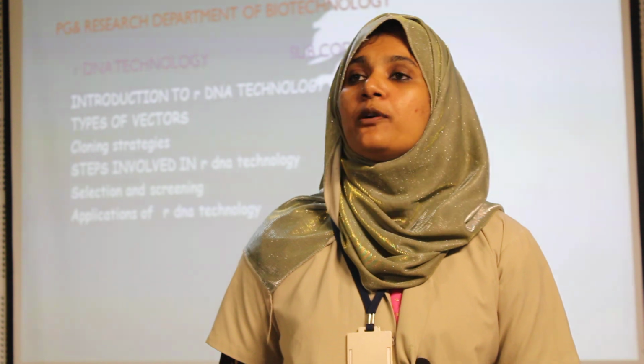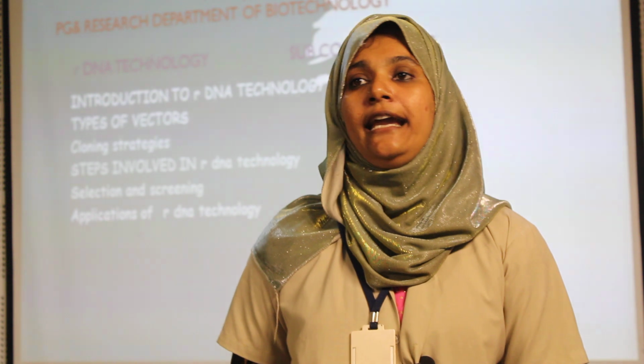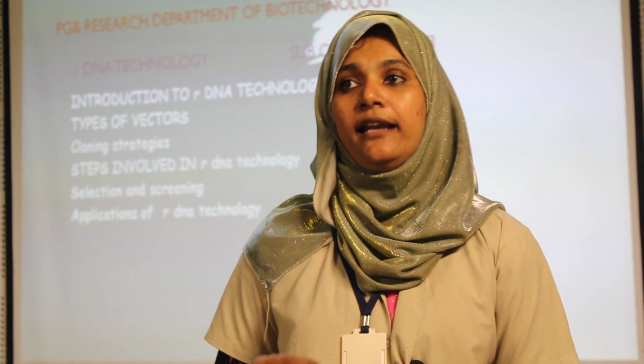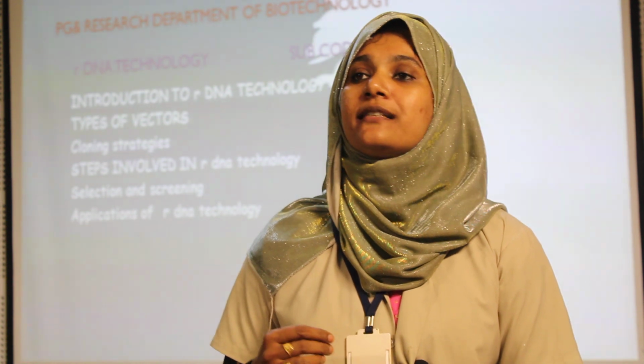pBR322, the plasmid, was one of the first multi-purpose cloning vectors to be designed and constructed for the efficient cloning and selection of recombinant molecules in Escherichia coli. Cosmids. Cosmids can be used to clone DNA fragments up to 45 kb in length. A cosmid is a type of hybrid plasmid that contains a lambda phage cos sequence.